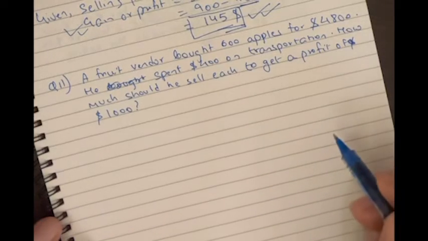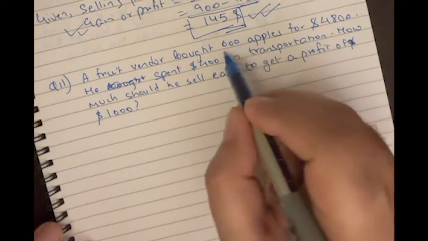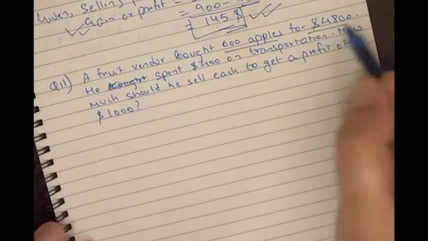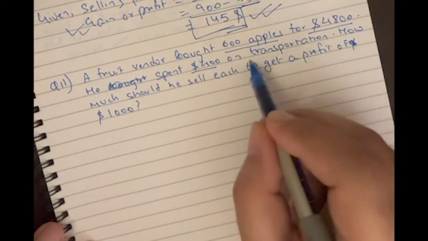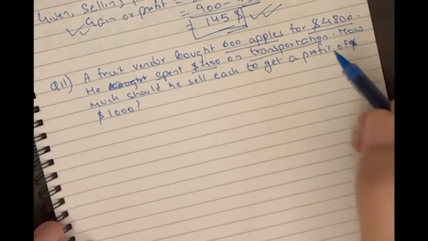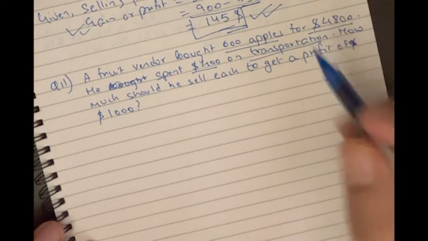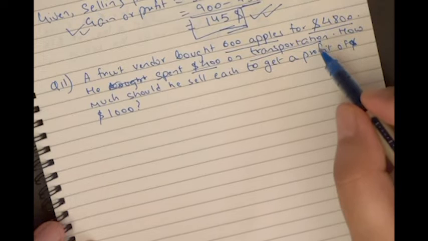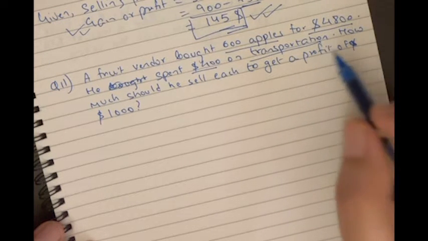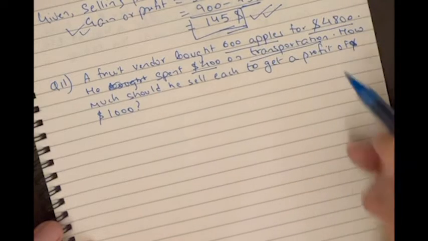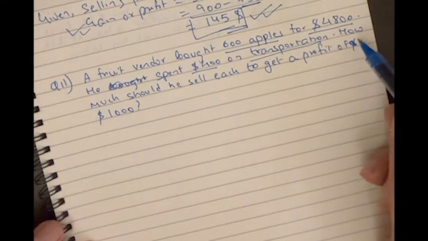The question number 11 says a fruit vendor bought 600 apples for $4,800. He spent $400 on transportation. Exactly my point, right? This is what I was telling you in the previous example, that there could be an additional expense of delivery or transportation on your cost price, and here we have that question now, and we will see how to solve this also.